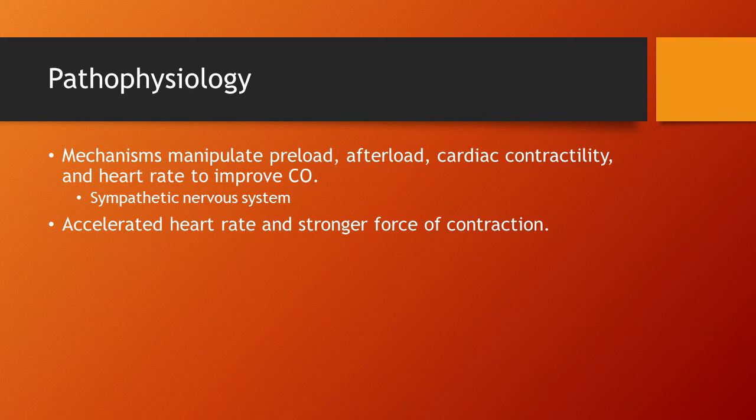The sympathetic nervous system will boost the heart rate, increase the force of contraction, and constrict the blood vessels. This accelerated heart rate and stronger force of contraction will increase the heart's oxygen demand, reduce the amount of time the ventricles have to fill, and decrease time for coronary perfusion.